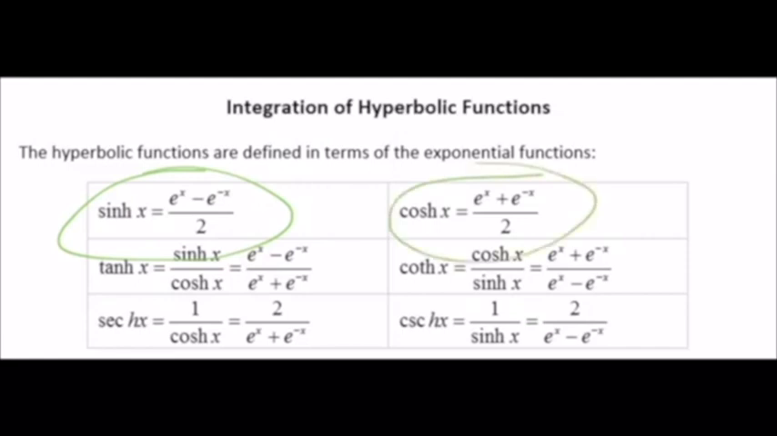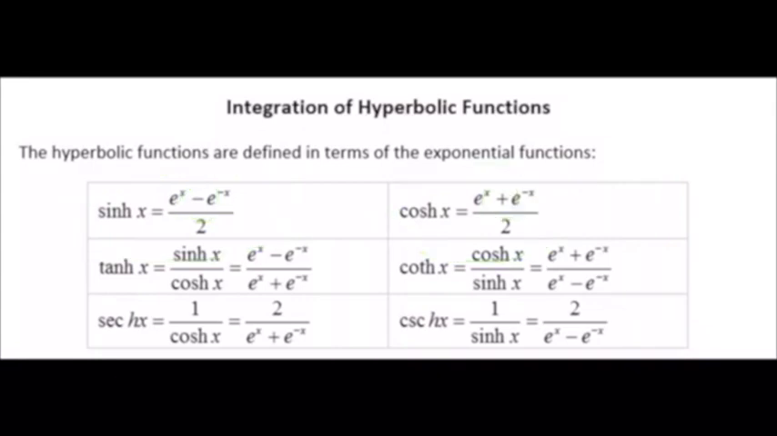Okay, so please notice the difference in sign. In hyperbolic sine it's minus e to the negative x, and in hyperbolic cosine it's plus e to the negative x.